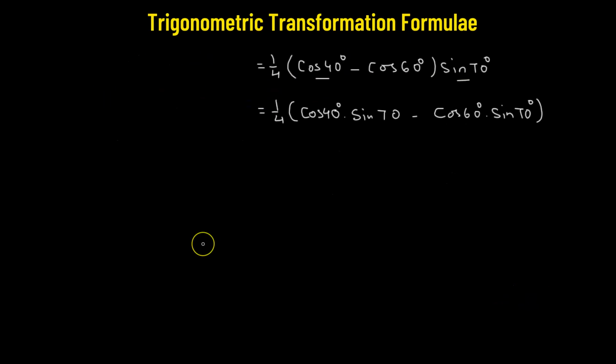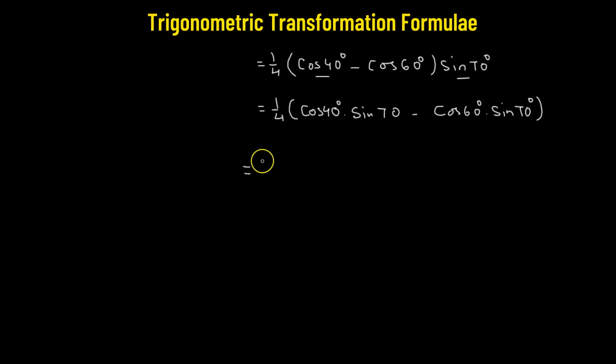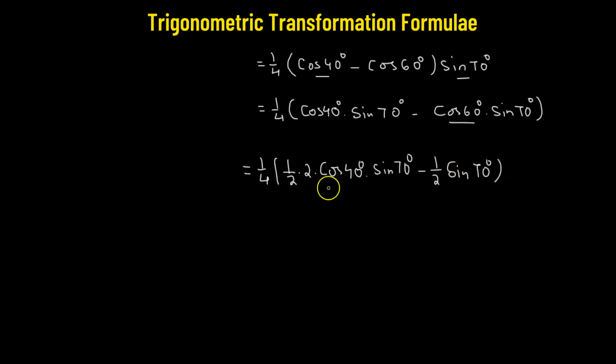And furthermore we now have 1 over 4 times, we'll again do one multiplication with half and with 2 times cosine of 40 degrees times sine 70 degrees minus cosine of 60. Cosine of 60, that's half, so we have half times sine 70 degrees. Fine. Now here we have the product. So let's do one thing. Let's pull out the half from the parentheses. So we have 1 over 8 and multiplied to it will be 2 cosine 40 degrees times sine 70 degrees minus sine 70 degrees. Fine.